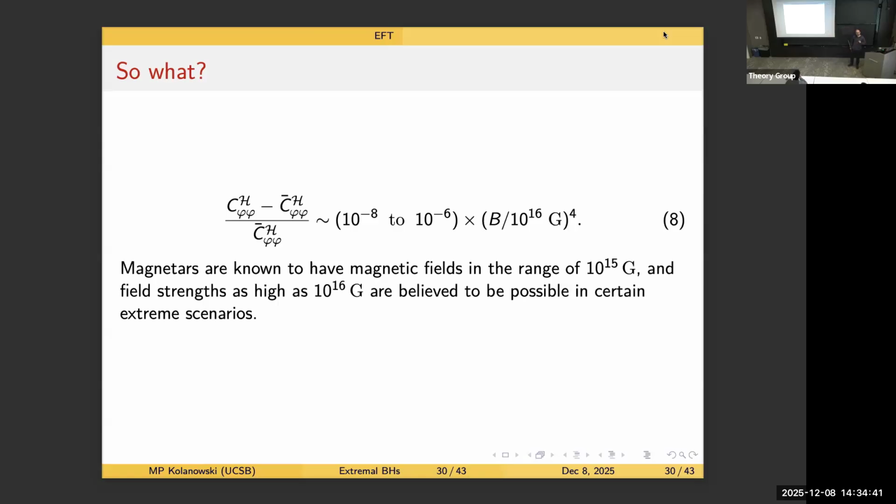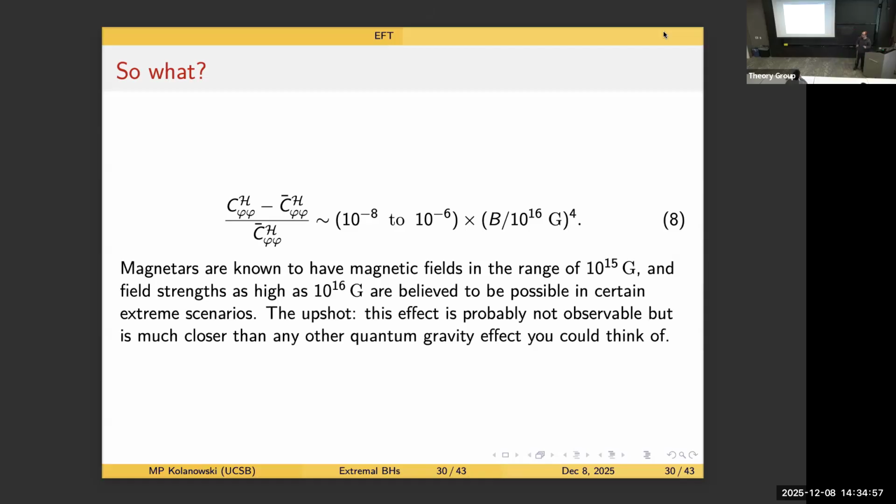I'm sorry, how does the magnetic field of a magnetar come in? Good. So we're using this magnetic field to estimate what the charge is. Oh, okay. Yeah. So as I said, at the end of the day, we're not going to see it, but if we were ever to see something from near-extremal black holes, this would be the thing we would see. Do you count this as a quantum gravity effect? No, I don't. Maybe I shouldn't say any other quantum gravity. No, as I said, this is a QED effect.